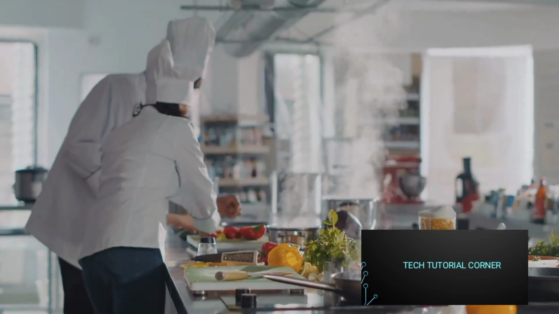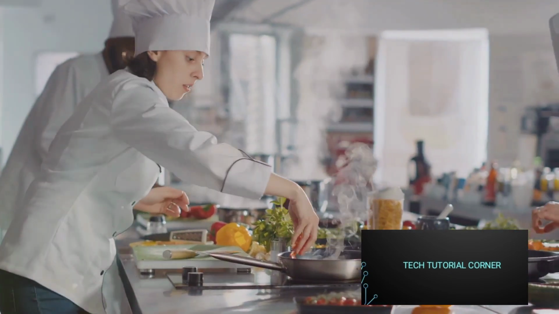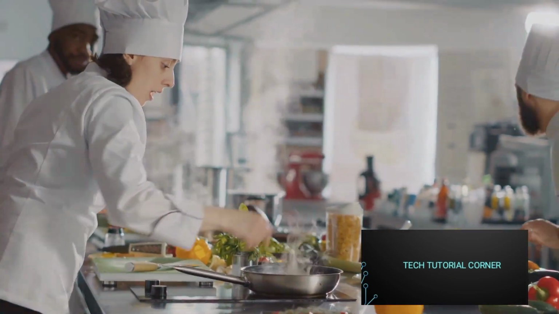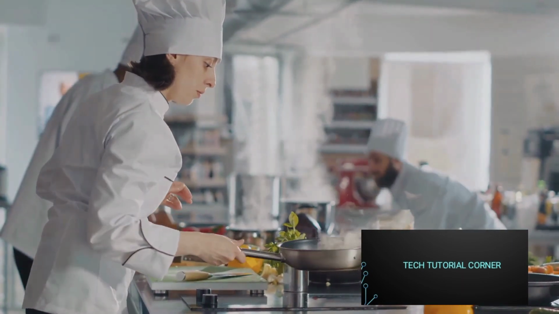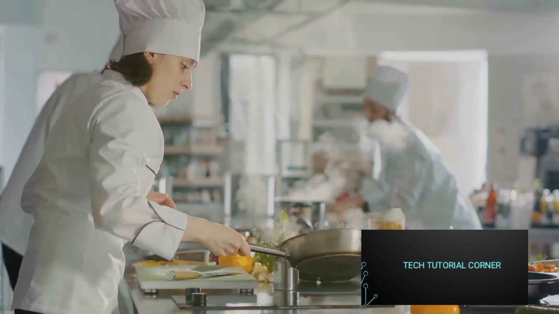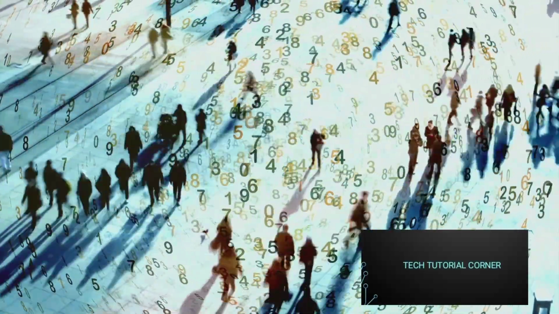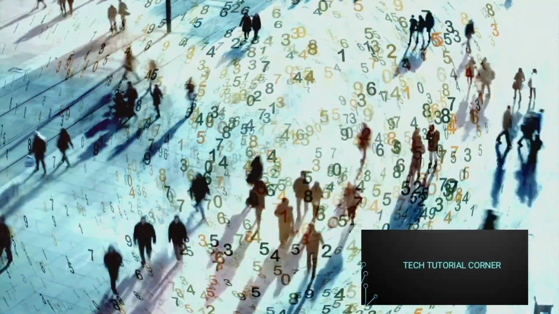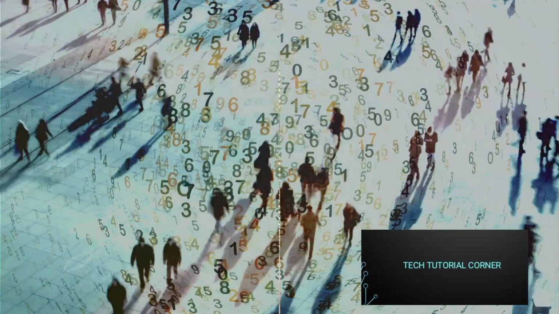Once the instruction is fetched, it's stored in a special place within the CPU known as the instruction register. It's akin to the chef placing the fetched ingredient on the kitchen counter, ready for the next step in the recipe. This process is repeated constantly as the CPU fetches instruction after instruction, always guided by the vigilant program counter. Once the CPU has fetched the instruction, it's time for the next step, decode.